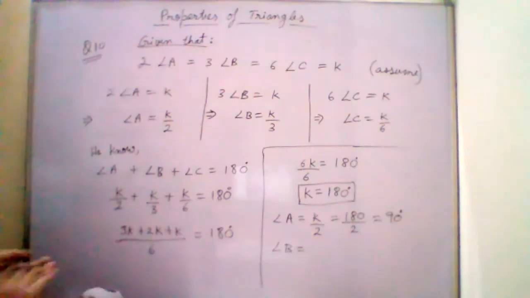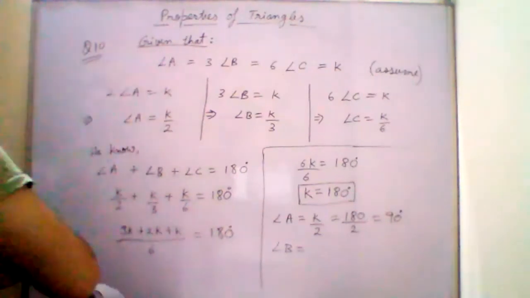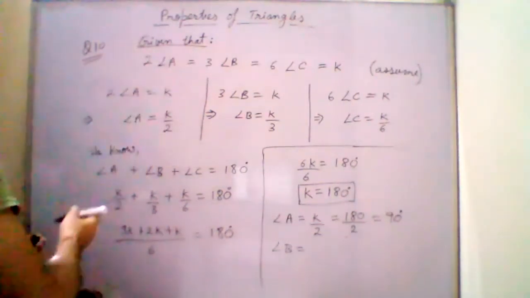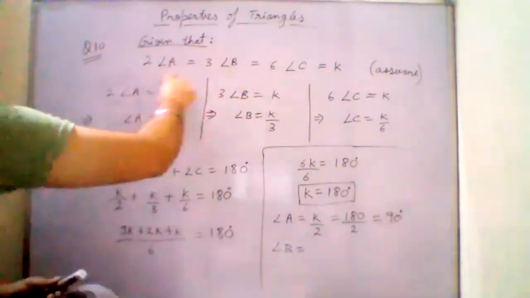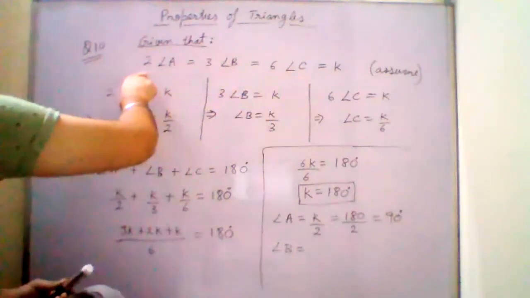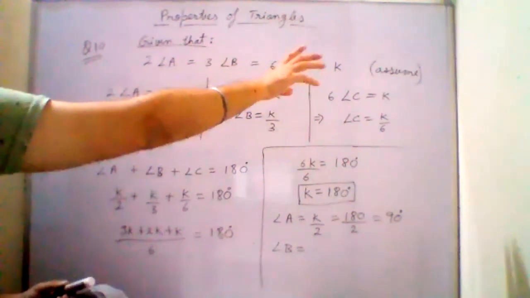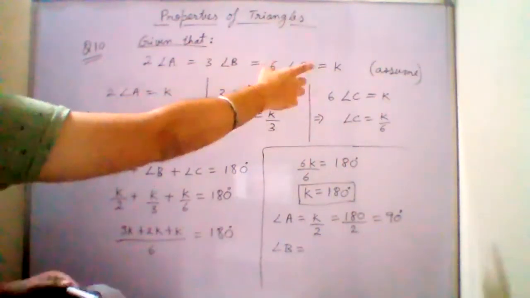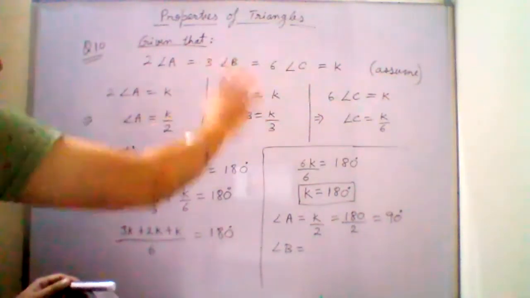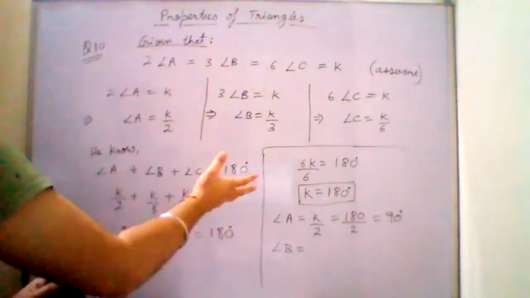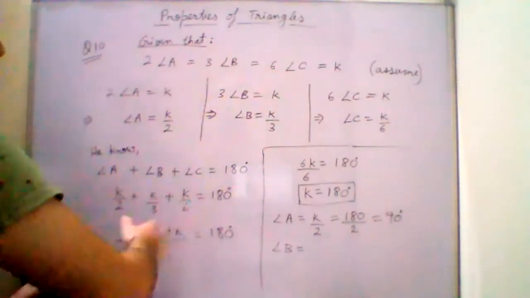In the question, it is given that 2 times angle A is equal to 3 times angle B, equal to 6 times angle C. This is given in the question. Now, one more thing I have added from my side: equal to K. This is a trick you have to use in the question. There are other ways of doing the question also, but this is an easy method.